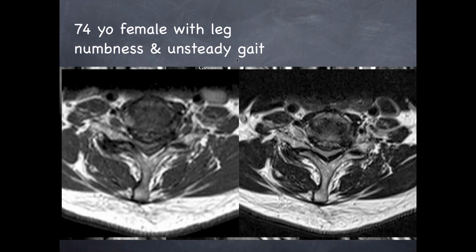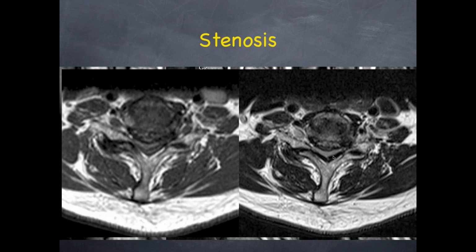Okay, and then if we go to the axial images on this case, Thomas, what do you think here? So we have a T1 and a T2. Yeah, the CSF is completely effaced on the T2, and the cord is deformed from the compression. So that's really very severe stenosis, right?